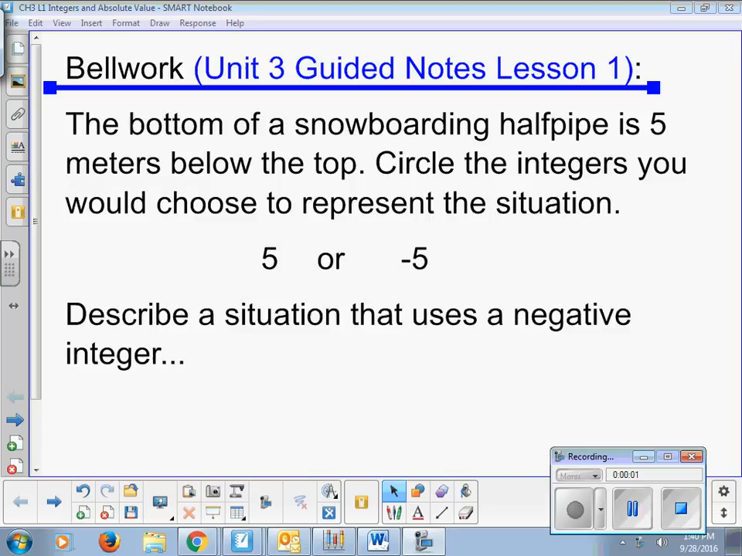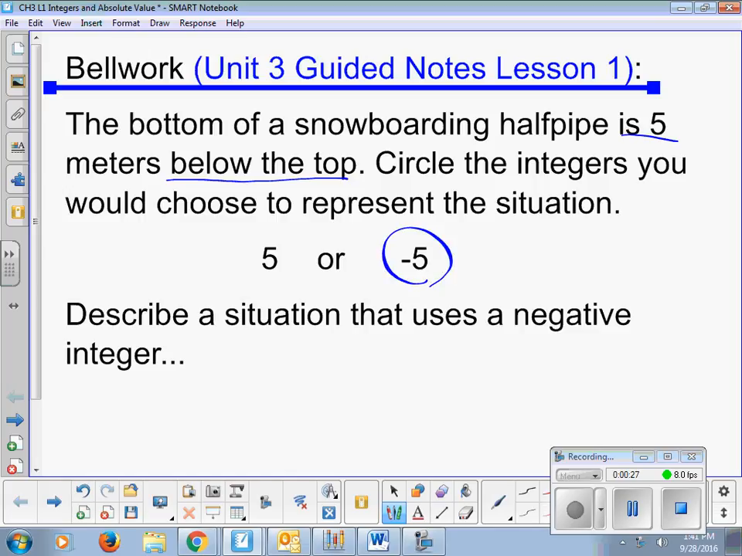Okay, for today's bell work, we're in the first lesson of Unit 3. The bottom of a snowboarding halfpipe is 5 meters below the top. Circle the integers you would use to represent the situation. If it is 5 meters below the top, how would we represent that as an integer? Oh, if it were an integer, it would be -5. -5 because it's below the top.